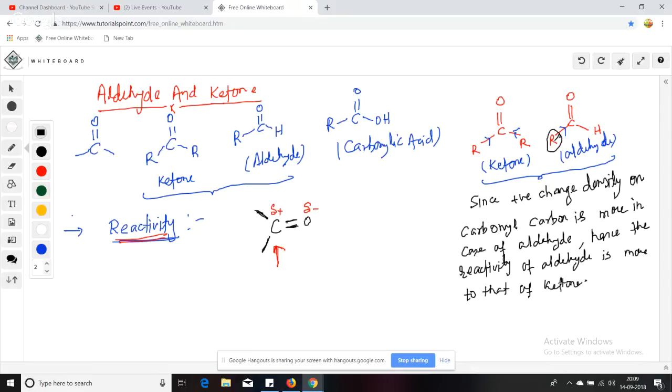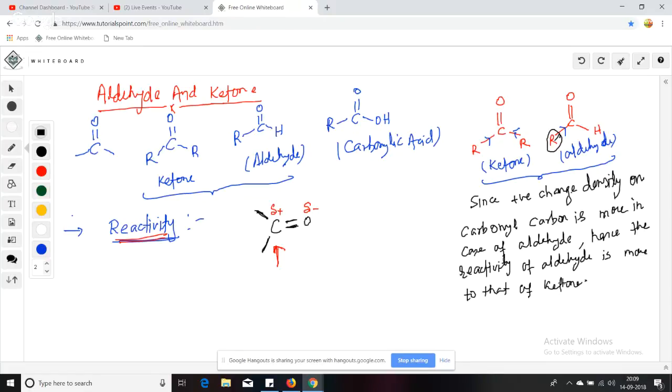More to that of ketone. Okay, so first thing that we have concluded today is the reactivity of aldehyde is more than the reactivity of ketone. Now this thing we have also done in the class, right? So aldehyde ketone reactivity we have already compared.